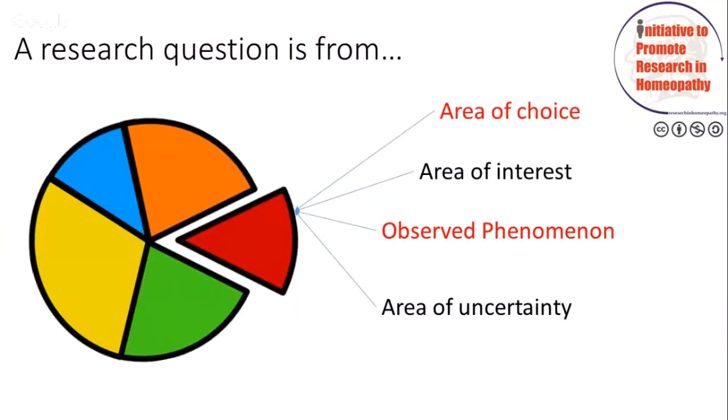That comes from area of choice, area of interest, observed phenomena, or area of uncertainty. For example, if I'm doing a PhD, I have a choice that I can work on homeopathy and establish its treatment modalities. Being a simple plain clinician, not well versed with research, but I have interest in research.